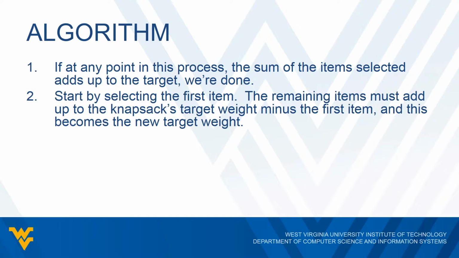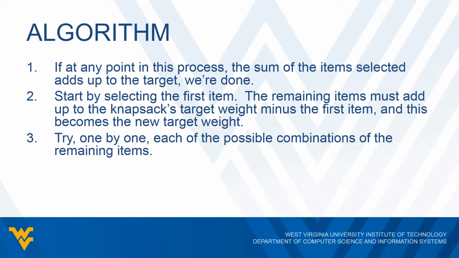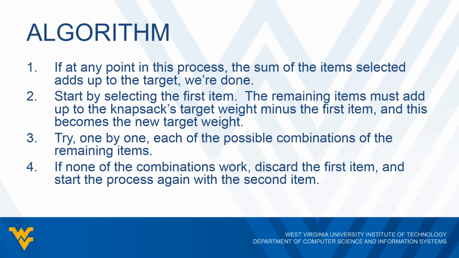So in that case, we would try all the possible combinations of the remaining items. We would just try one combination at a time, whether it's just one item or 2 items, but we would try all the different combinations. Now, if none of those combinations work, then we know that the first item cannot be part of the knapsack. So we just take out the first item, and then we repeat this whole thing again with the second item.